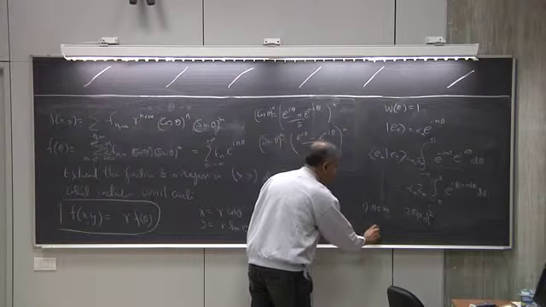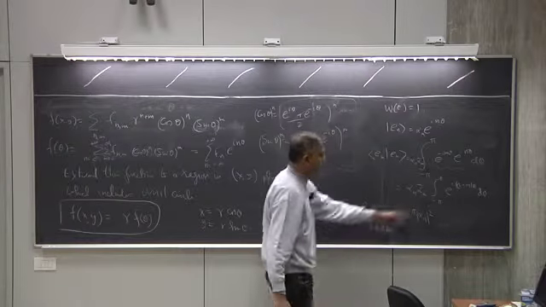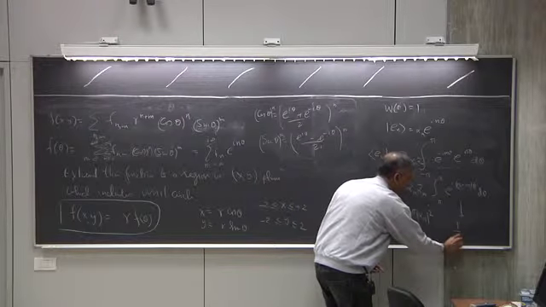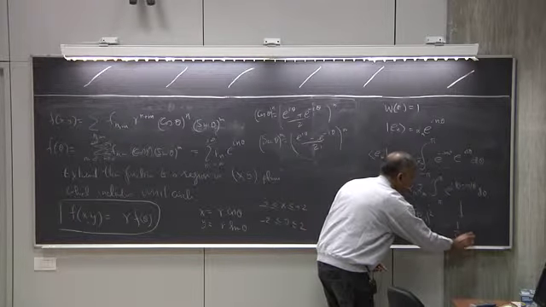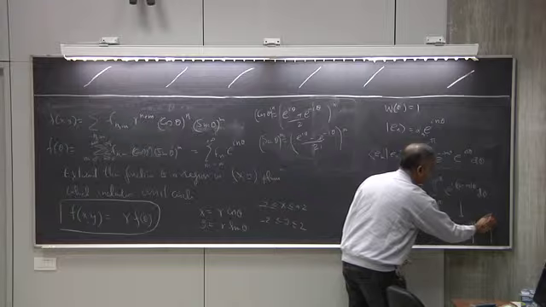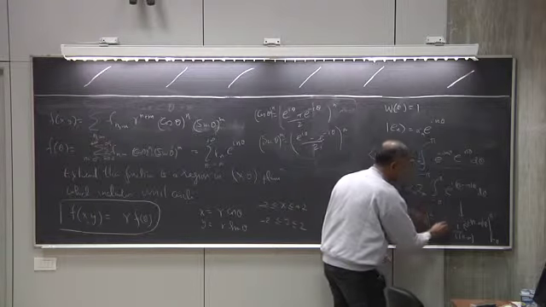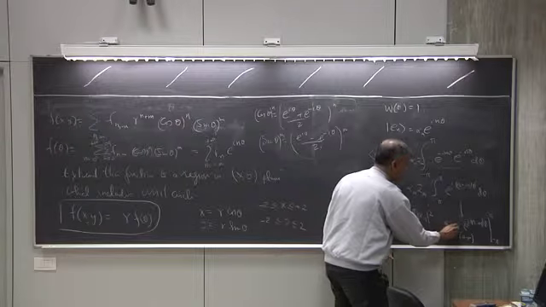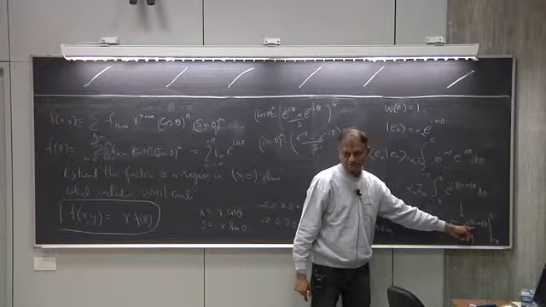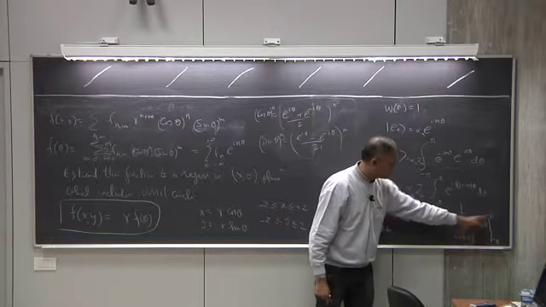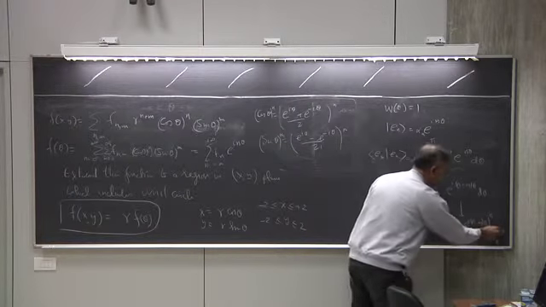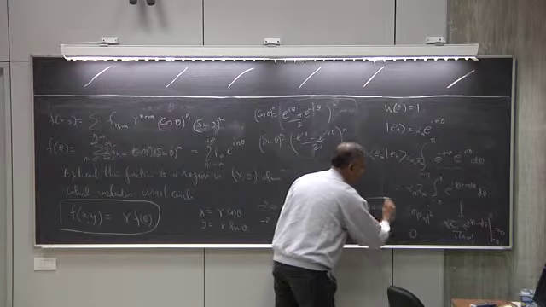And in the second case, when n is not equal to m, I can integrate this. When I integrate this, I will get 1 over i times (n minus m), e to the power of i (n minus m) theta evaluated between pi and minus pi, times alpha n alpha m bar. And that is 0, because this is a periodic function. The value at theta equal to pi is the same as at theta equal to minus pi. So this becomes 0.